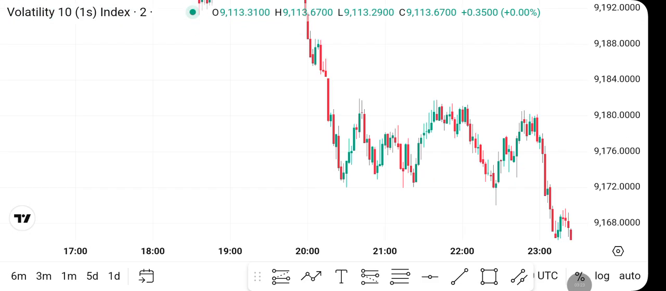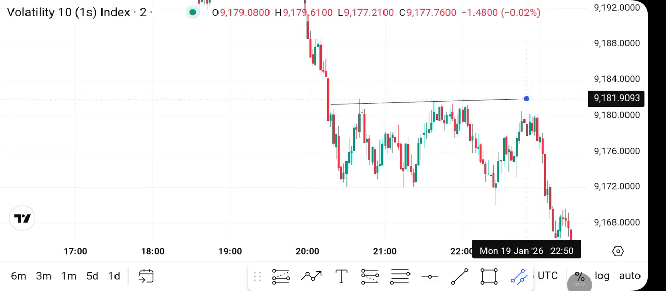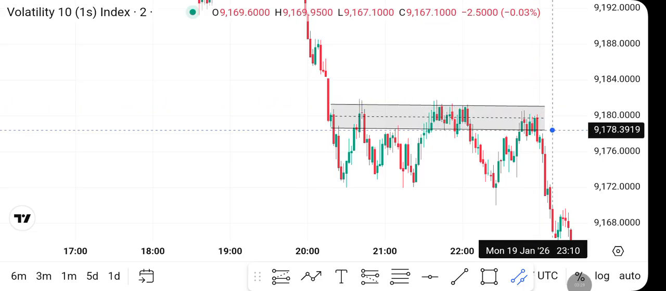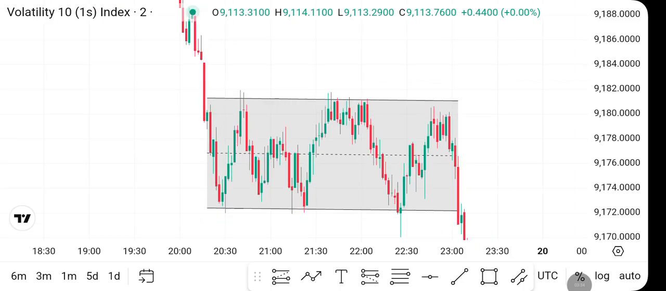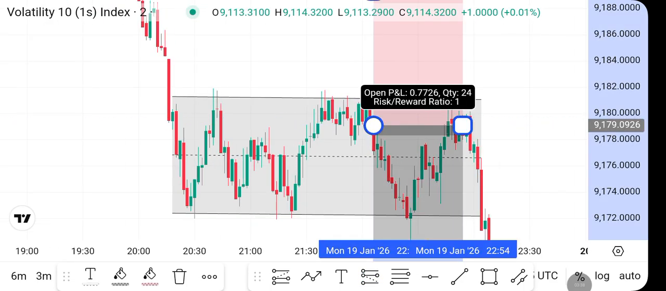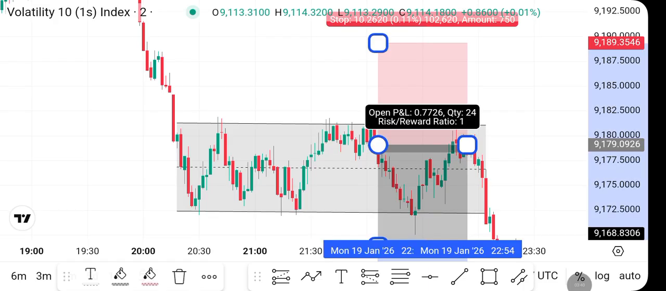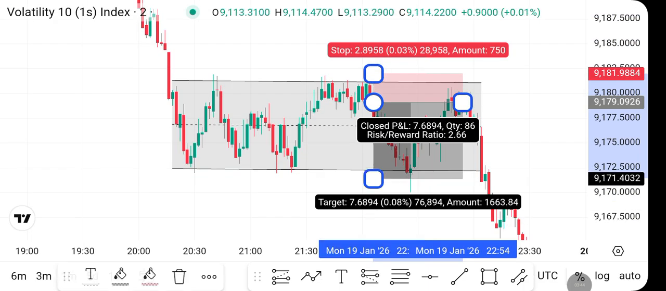Let's look for another one. This is another one again. Very, very straightforward. See the third touch. At the third touch, you have this. So just take it to the end of the channel.